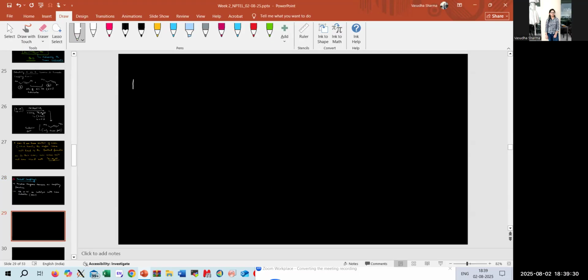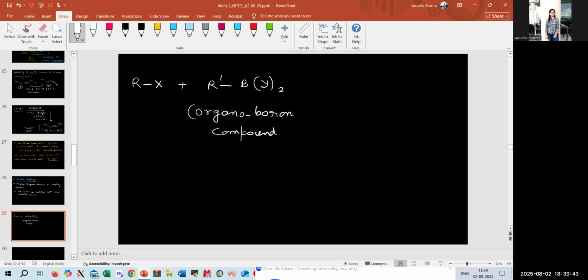So here we have RX, R dash, B, Y2. This is your organoboron compound. You will be having nickel catalyst or palladium catalyst with base and it forms R-R dash.